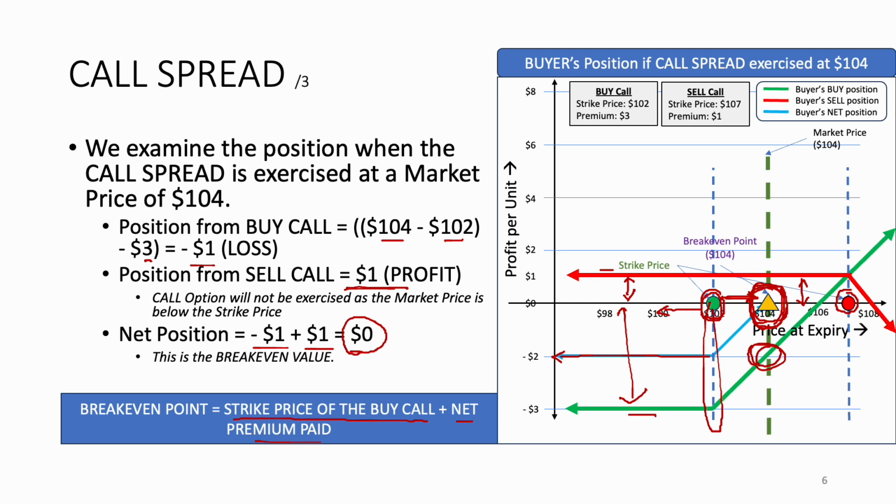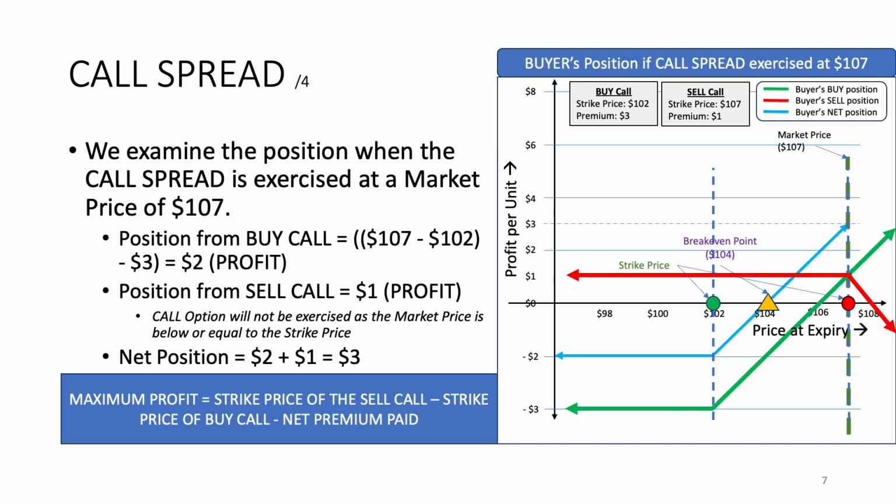So notice that from the strike price of the buy call till the break-even point, the investor is still making a loss, though the loss is lower than if he had just bought the buy call. So if he had just bought the buy call, his loss would have been at this point. However, the loss is lower at this point.